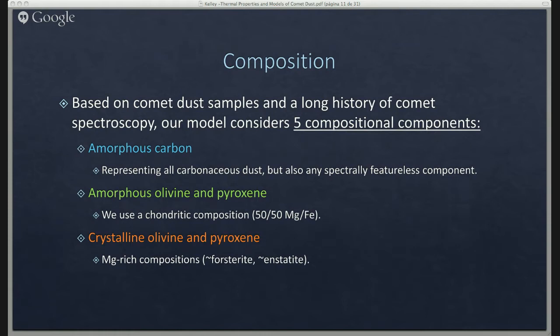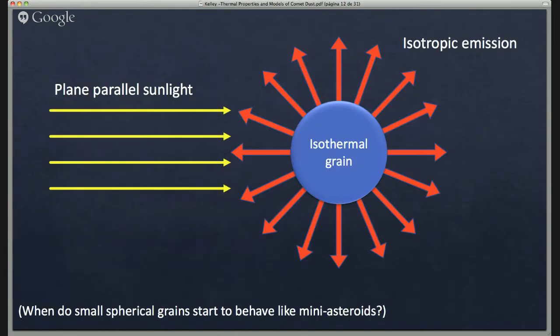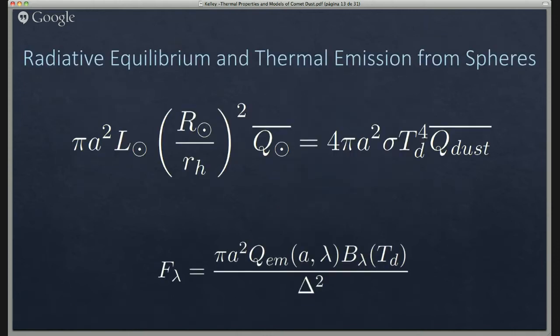So just to summarize the model, once we have the composition of our isothermal dust grain, it absorbs sunlight. It is isothermal, so never mind the thermal inertia. It just warms right up and emits that energy isotropically. So just a question that's kind of on the side here. When do these small spherical grains start to behave like mini asteroids? I'm interested in that answer. Think about it. So we can talk equations at this meeting.